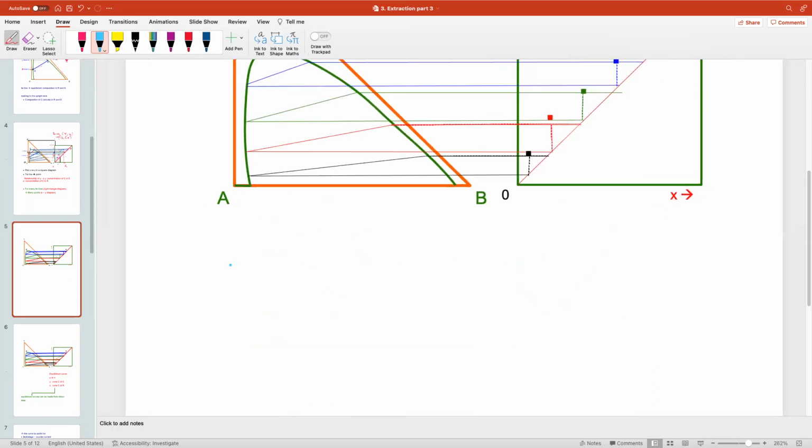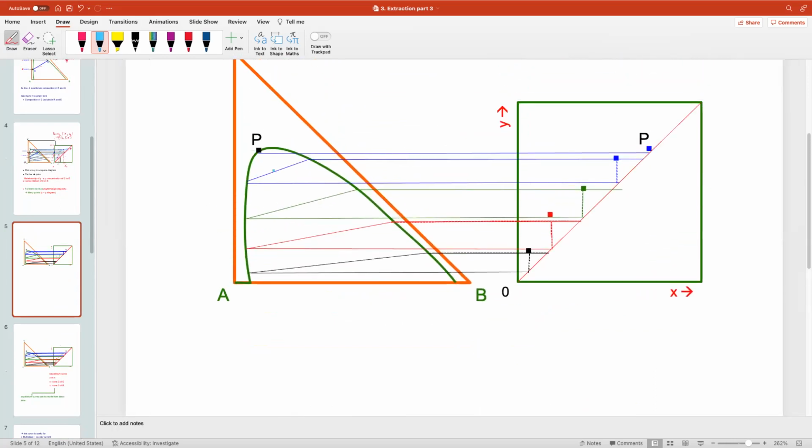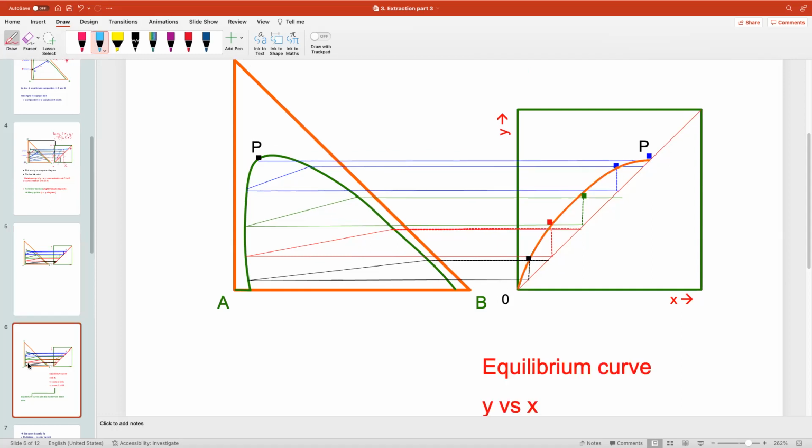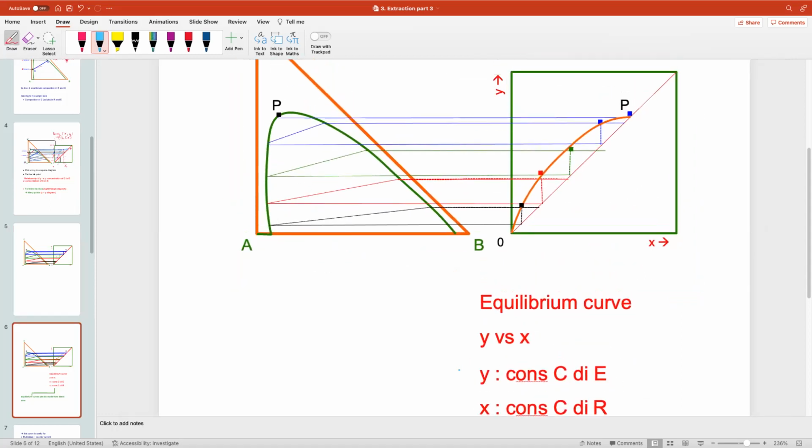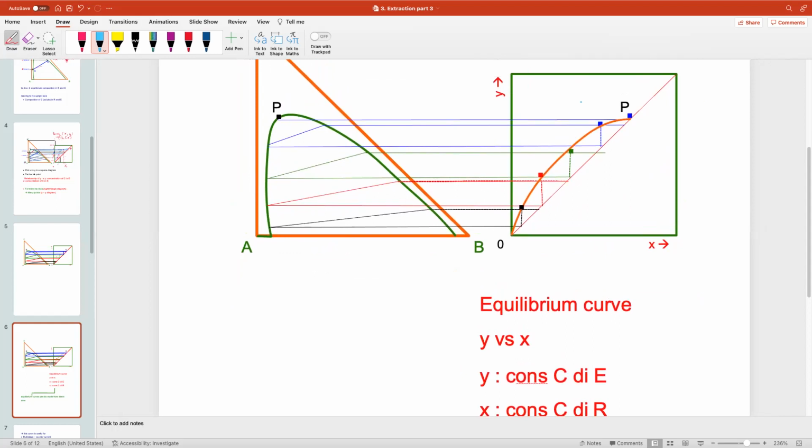So if we have, for example, several tie lines, the black one, the red one, the green one, and the blue one. With this graph, you can typically see the correlation between the extract, the y, and also the raffinate, the x, and then you get the points. And again, at a plait point, you only have one point there. Okay, and then if we draw the curve like that, it would look like this.